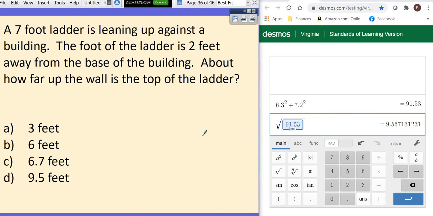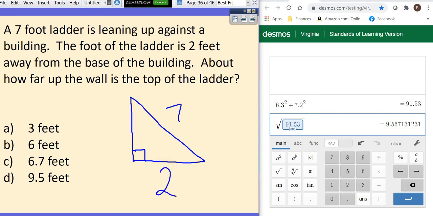We do. It says a 7-foot ladder is leaning up against a building. First of all, anytime you're doing a word problem and they're talking about a right triangle, this is the triangle you use. They're all the same. And a ladder will always be the leaning side. It says the foot of the ladder is 2 feet away from the base. Well, the base is down at the bottom, so this is 2. So it wants to know how far up the wall is the top of the ladder.